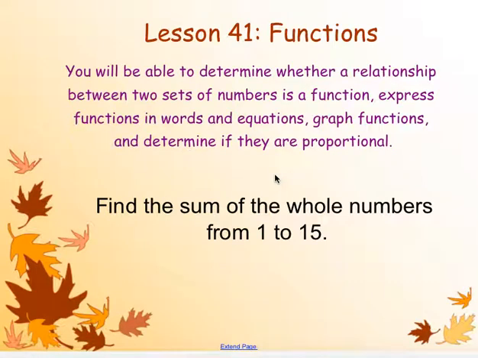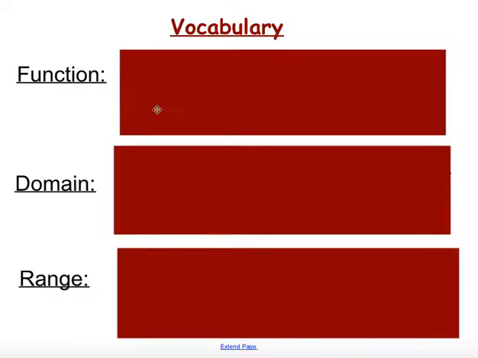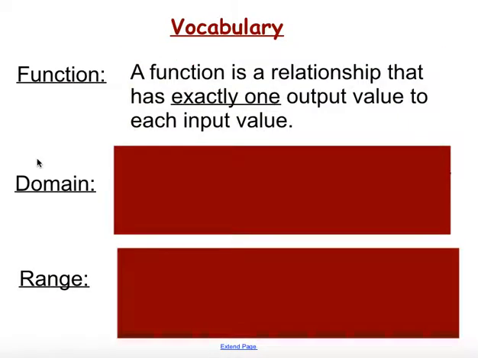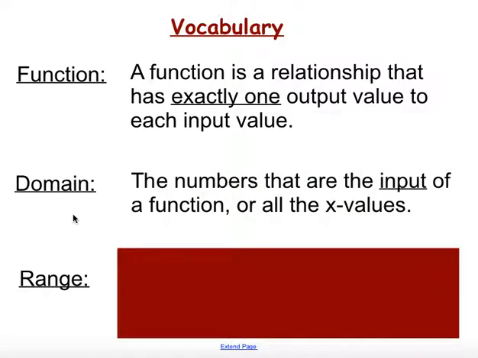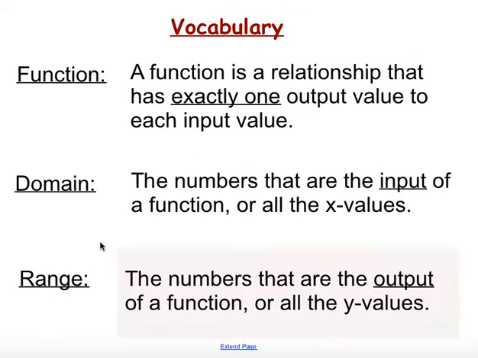Course 3, Lesson 41, we are looking at functions, what makes something a function, and also deciding what makes a graph proportional. A couple of vocabulary terms here. A function is a relationship that has exactly one output for each input. So if I plug in a value, I get one and only one output. Our domain is the input of the function, so our x values. And our range is the output of the function, or the y values.